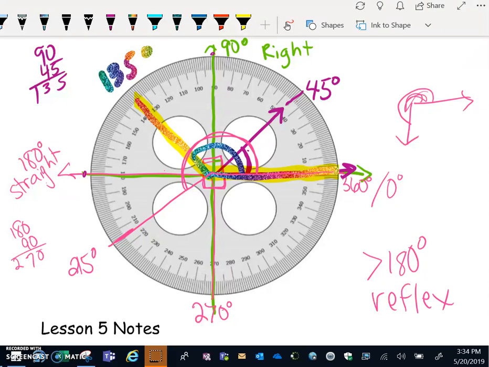Okay, now I'm going to draw one more angle, make it black. And that is going halfway between 270 and 360, which would be 315.